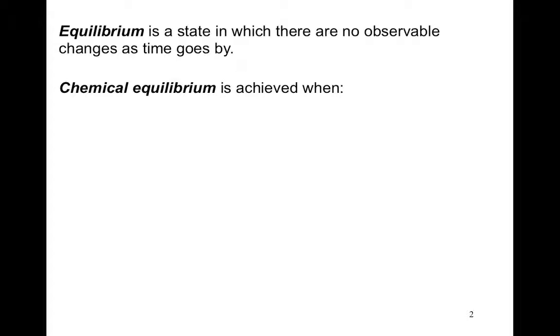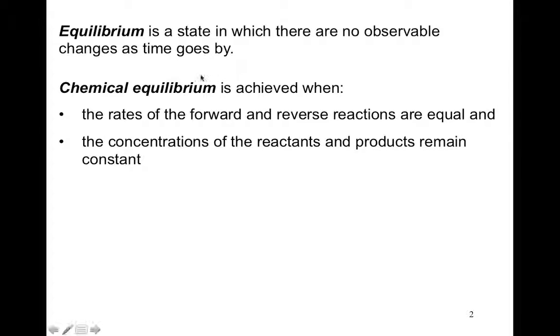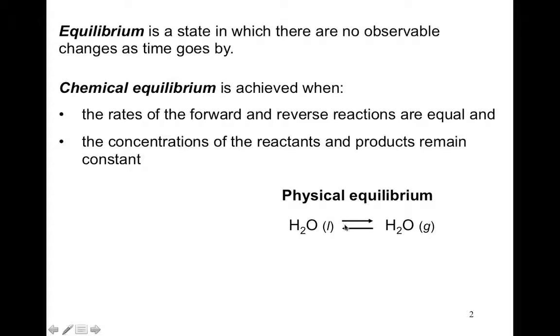So when do we achieve chemical equilibrium? When the rate of the forward reaction is equal to the rate of the reverse reaction. So at the same rate we're forming products out of reactants, we're also forming reactants out of products. So it doesn't look like there's a change, but of course at the microscopic level there's a lot of change. If that's the case, then the concentration of our reactants and products will probably remain constant.